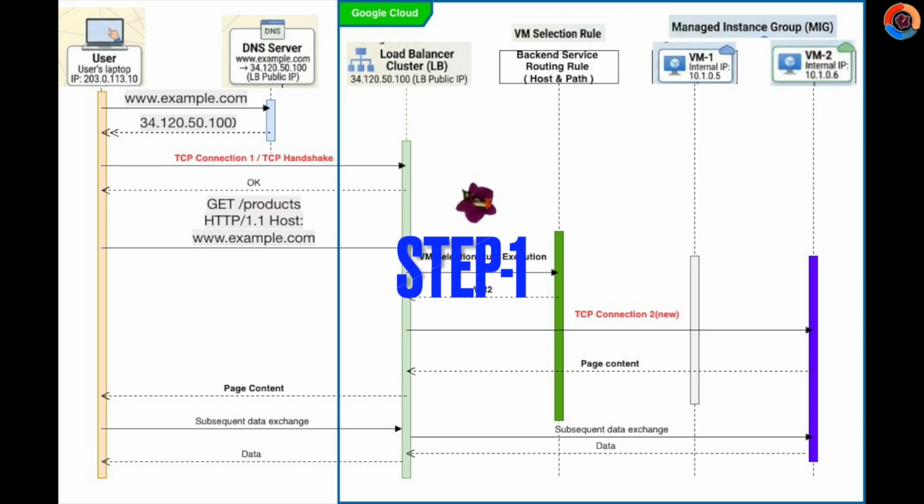Step 1. DNS resolution. The first step is DNS resolution. The user's machine queries DNS to find the IP address associated with example.com. DNS responds with the IP address associated with the Google Cloud load balancer, which in this example is 34.120.50.100. At this point, the user still does not know anything about the backend servers. The only visible endpoint is the load balancer's IP address.